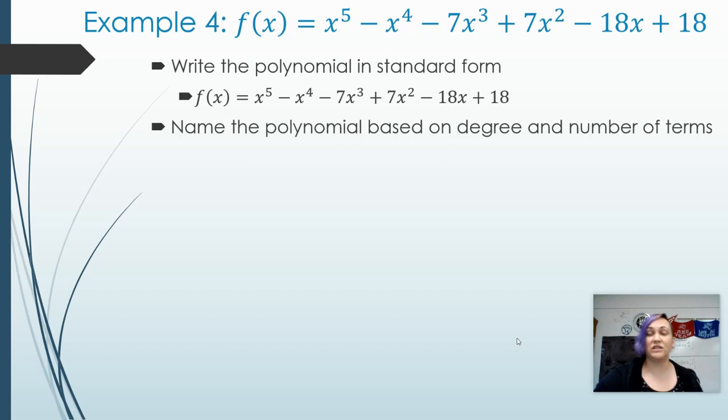Next, it wants us to name the polynomial based on its degree and its number of terms. So the degree is based on the largest exponent. In this problem, it's a 5. The vocab word that goes with 5 is quintic. And then this has way more than 3 terms, so this is going to be a quintic polynomial.